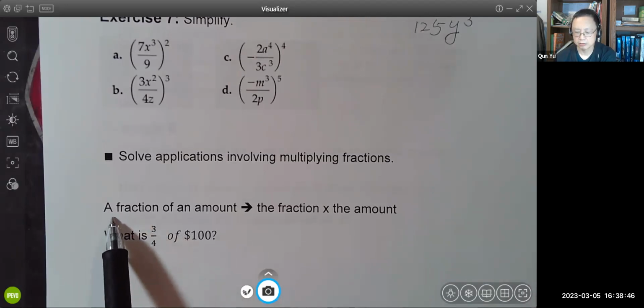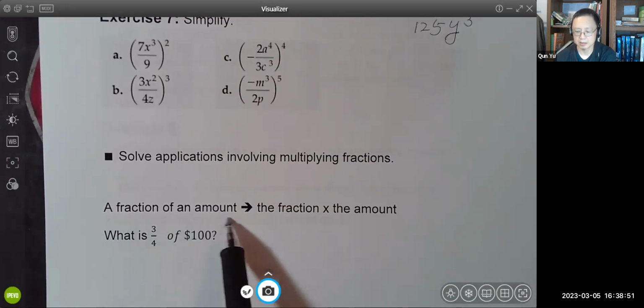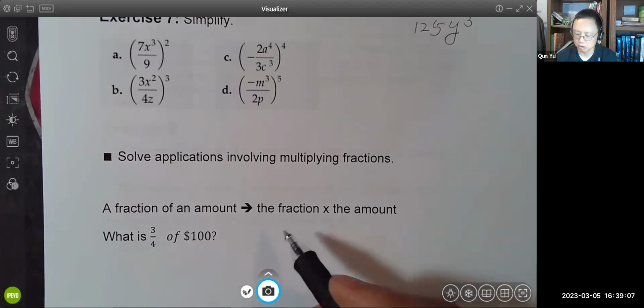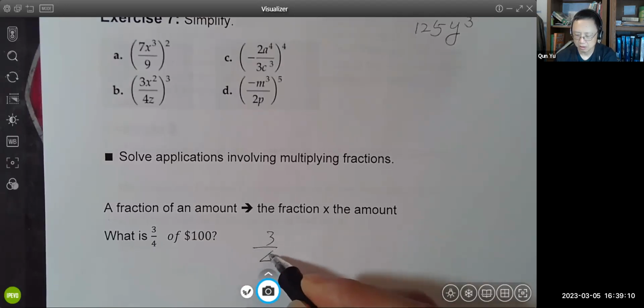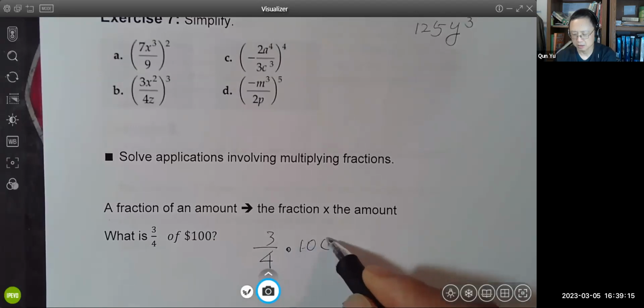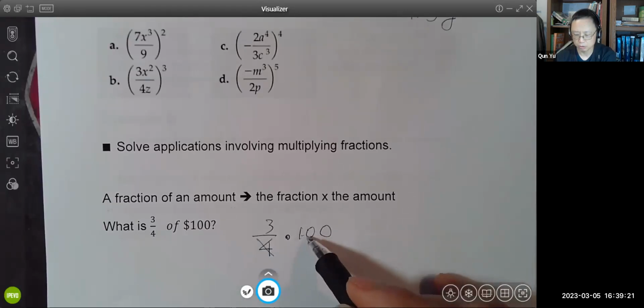When we have a situation where it says a fraction of something, a fraction of an amount, it really means that fraction multiplied by that amount. So for example, 3/4 of $100, you know from daily life, from common sense, that's $75. So how do I get $75? A fraction of an amount means fraction times that amount. Remember, this whole number is equivalent to a numerator on top because you can always put a 1 on the bottom.